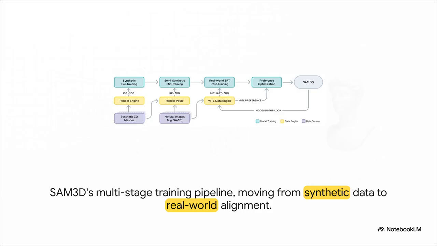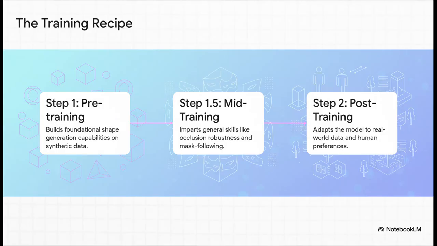This image right here is awesome because it lays out their entire strategy. This isn't just one big training run. No, it's a super carefully planned pipeline. It starts the model off with super clean synthetic data, and then it slowly, step by step, introduces it to more complicated, messy, real-world stuff, making sure it aligns with what we humans expect to see. We can break this whole process down into three main phases, and each one has a really specific job. You've got pre-training, then mid-training, and finally post-training, which is all about getting it ready for the real world.